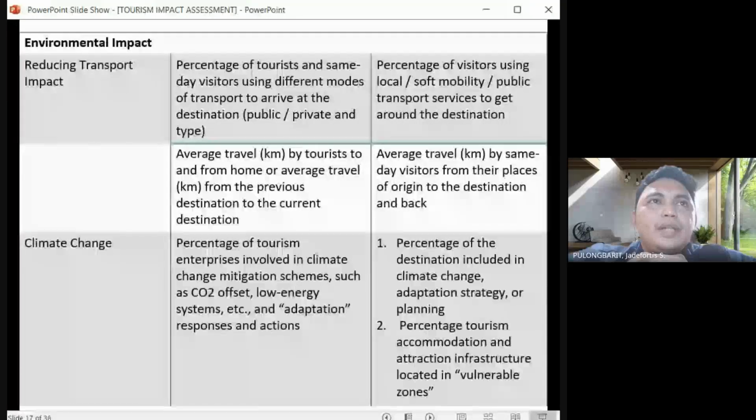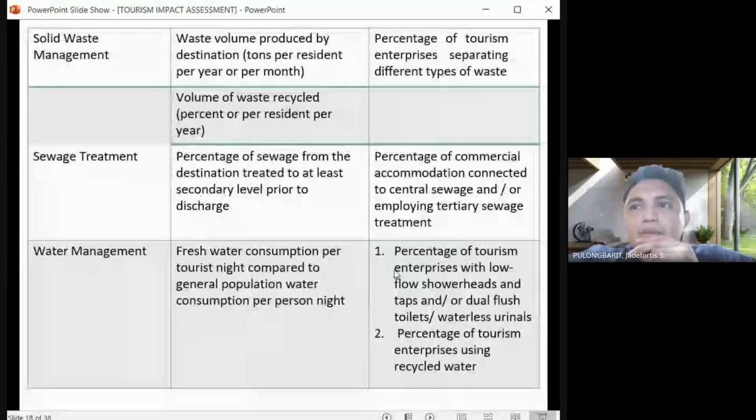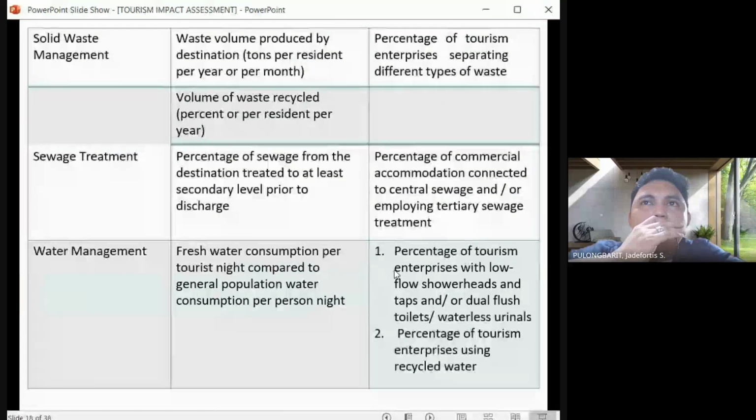For the next one, solid waste management: waste volume produced by the destination, that is tons per resident per year or per month. The optional one is the percentage of tourism enterprises separating different types of waste. Another one here: volume of waste recycled, percent or per resident per year.